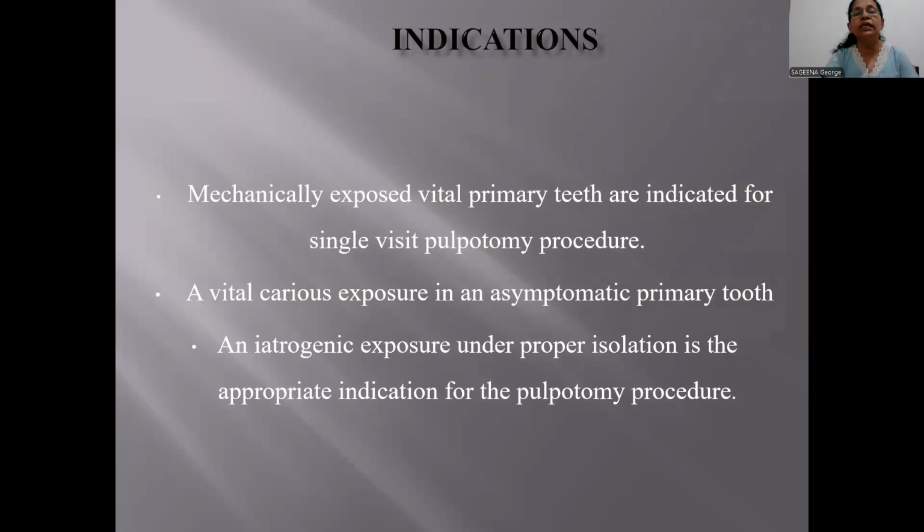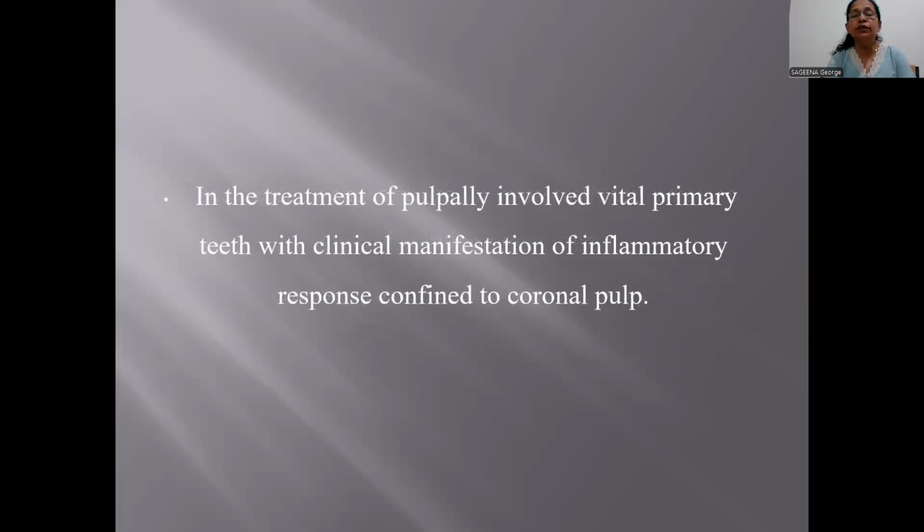Now we come to the indications of pulpotomy. Pulpotomy is indicated in primary as well as young permanent teeth. So it can be done when there is a large carious lesion or a mechanically exposed or an iatrogenic exposure. In all the cases, we assume that the inflammation is confined to the coronal pulp. So regarding pain history, there won't be any extreme pain.